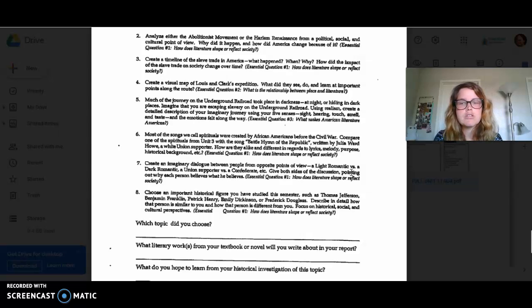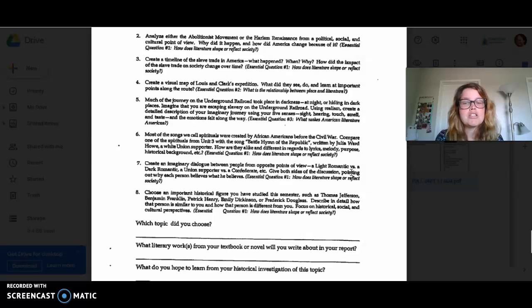Most of the songs were called spirituals, created by African Americans before the Civil War. Compare one of the spirituals from Unit 3 with the song Battle Hymn of the Republic written by Julia Ward Howe, a Union supporter. How are they alike? How are they different in regards to lyrics, melody, purpose, and historical background? So if you like music, that one's for you.